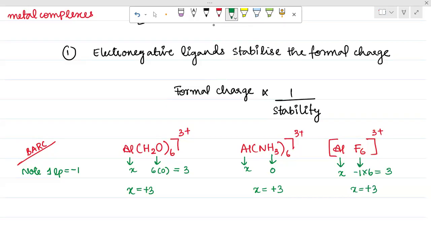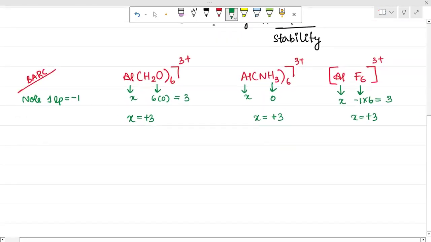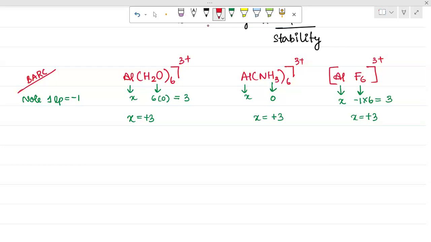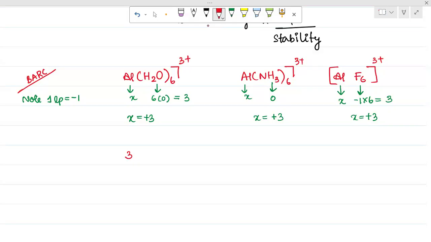Correct. They are the same throughout. Then we have to find the formal charge. How to find the formal charge? Listen, the oxidation state of the metal is 3. Water gives 6 lone pairs of electrons. One lone pair of electrons carries a charge of -1. So 3 minus 6 is equal to -3.